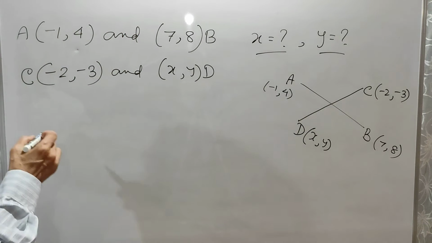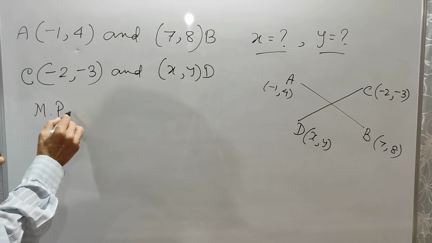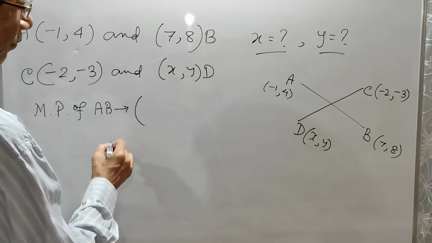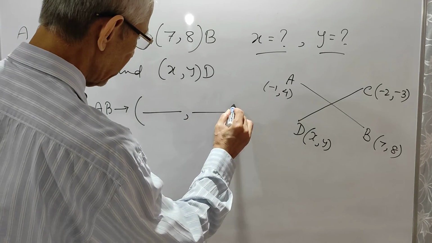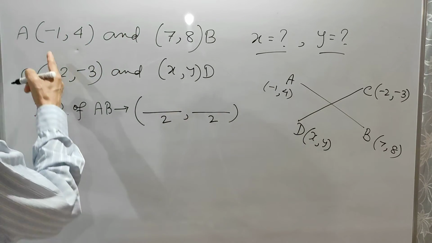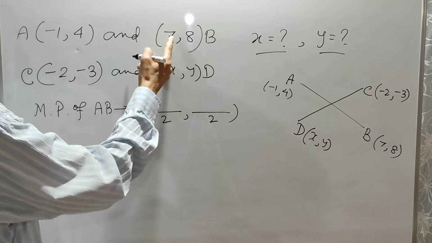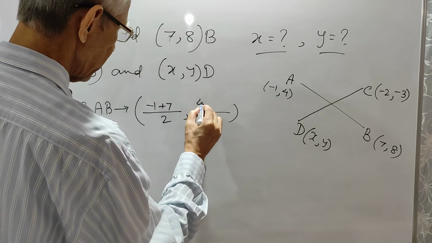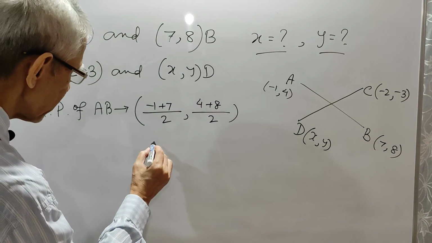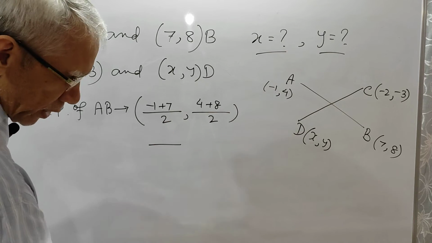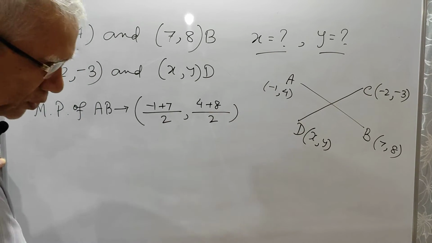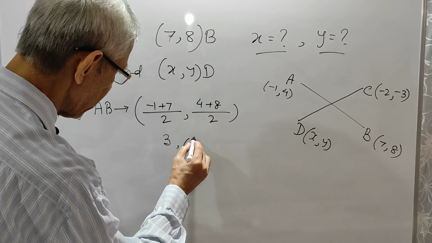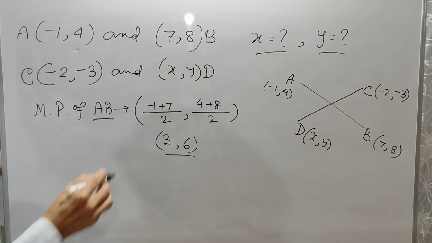So what is the midpoint of AB? Midpoint of AB will be (-1 plus 7) by 2, then (4 plus 8) by 2. That means 7 minus 1 is 6, 6 by 2 is 3, and 12 by 2 is 6. So the midpoint of AB is (3, 6).